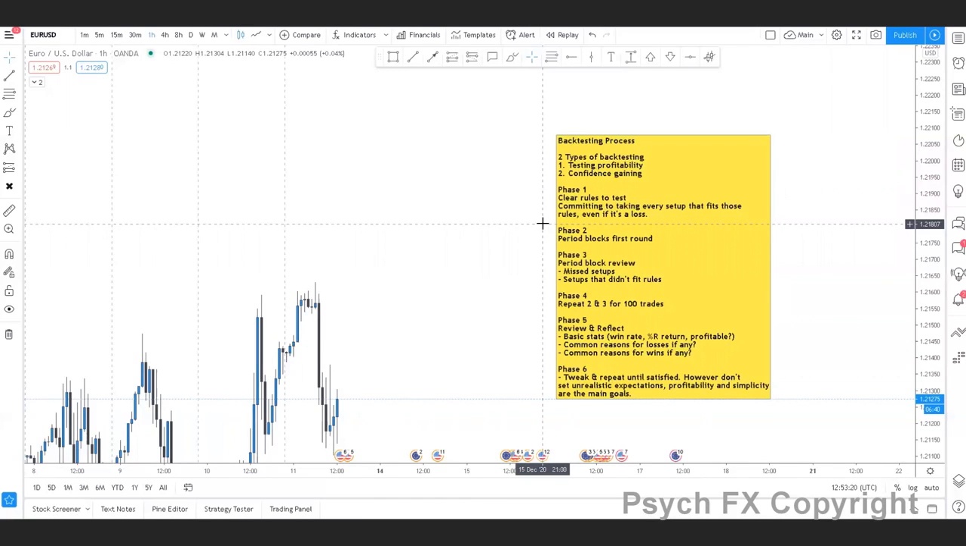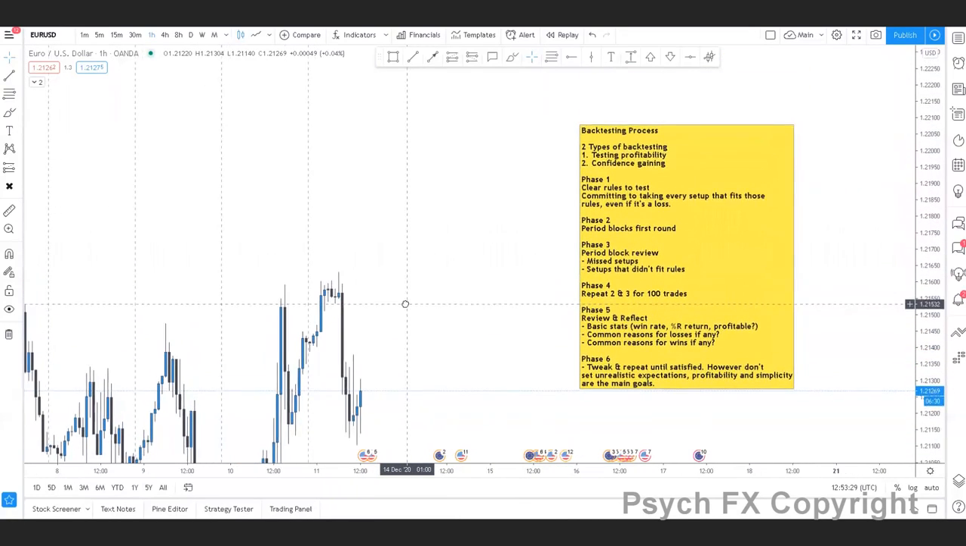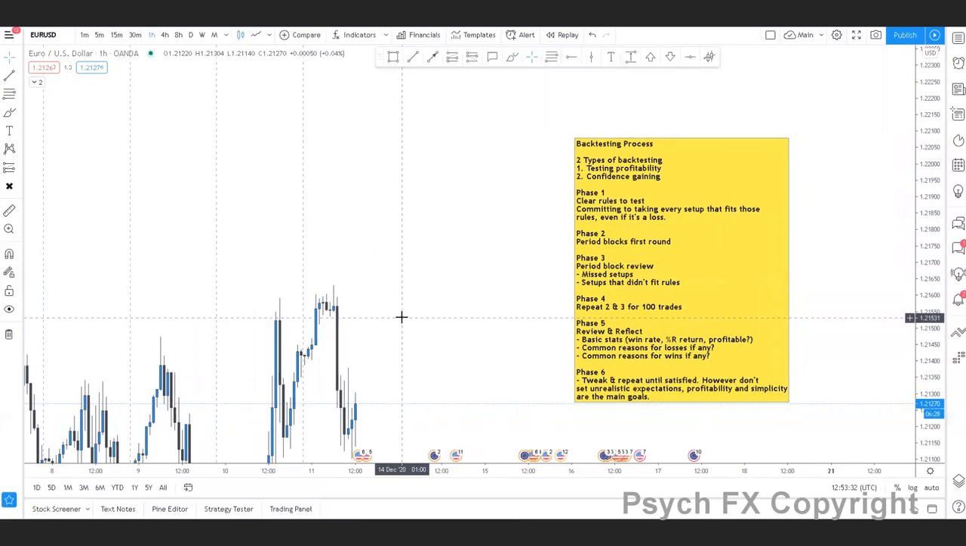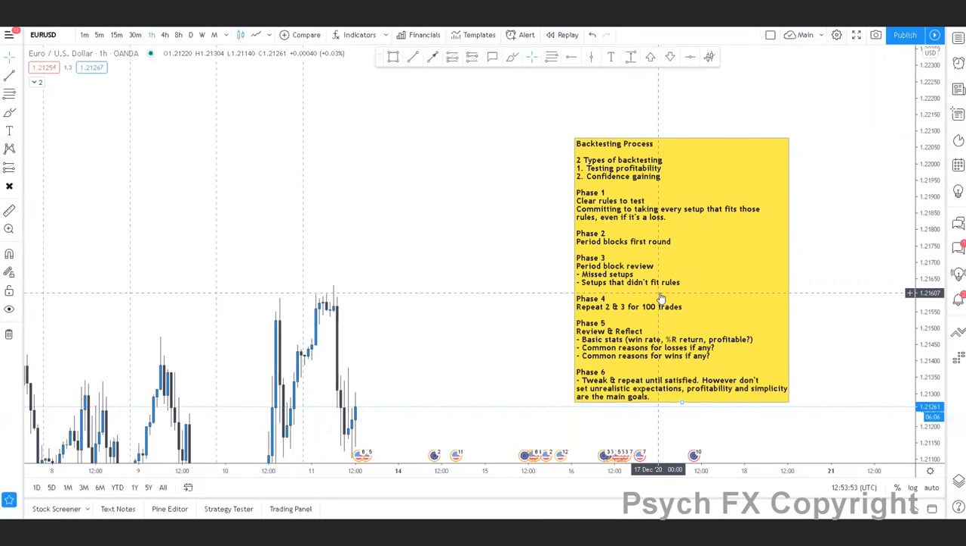The next thing is you need to commit to taking every setup that fits those rules, even if it's a loss. It's very easy when you're backtesting to begin to cherry pick, and the same is true for live market conditions. It's very easy to go, oh, I don't like the look of this, or I like the look of this. What you'll end up doing is cherry picking, and as a result your results are going to be totally skewed, either for the better or for the worse. Either way, it's not going to prepare you for the reality of live trading, or even demo trading for that matter. So once you've committed to these things and you've got clear rules, then you can move on to phase 2.